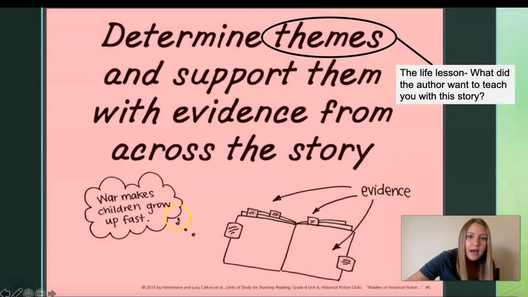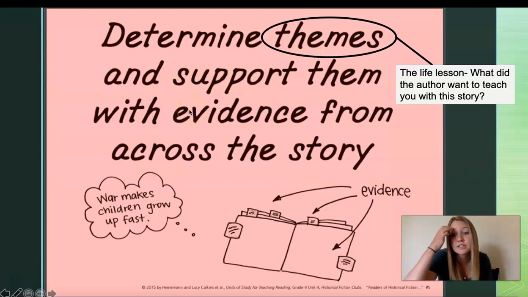So for today, our lesson, our goal today is to determine themes and support them with evidence from across the story. And then I just posted a little reminder here, and we'll talk about this again in a second, that a theme is the life lesson of a story, or it's what did the author want to teach you with the story? Why did they write it? What were they trying to teach you? And then using evidence to support that.